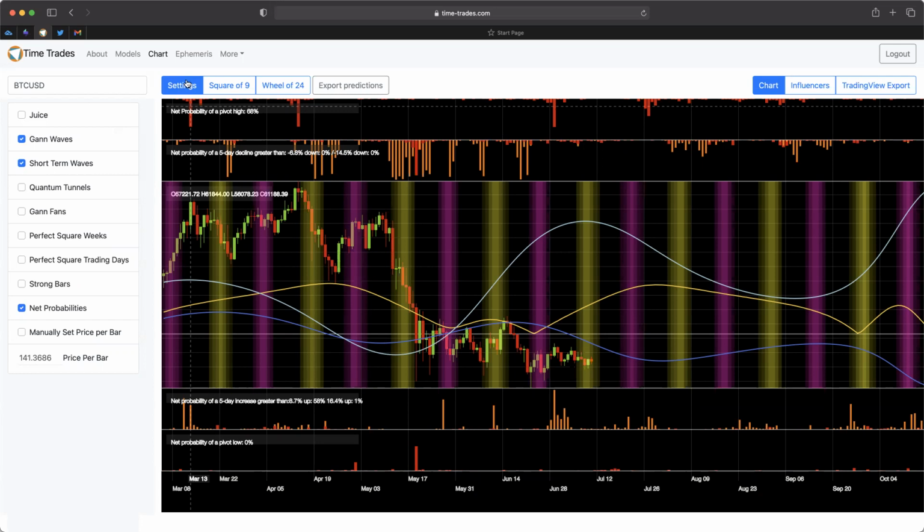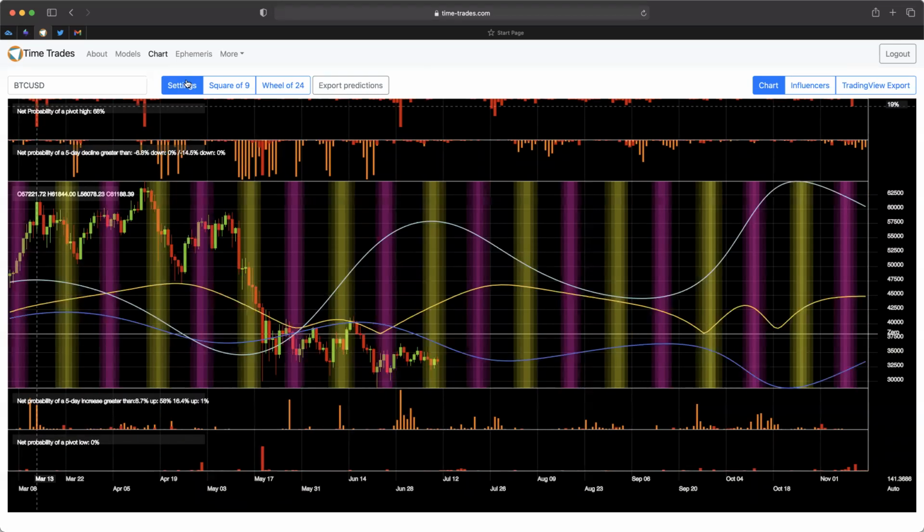And this is kind of how I like to start my usage of time trades because it helps me establish the context of the price, right? I don't like to dive right in and focus right on the forecasts because I think it's important to understand the broader context in which these forecasts are happening.